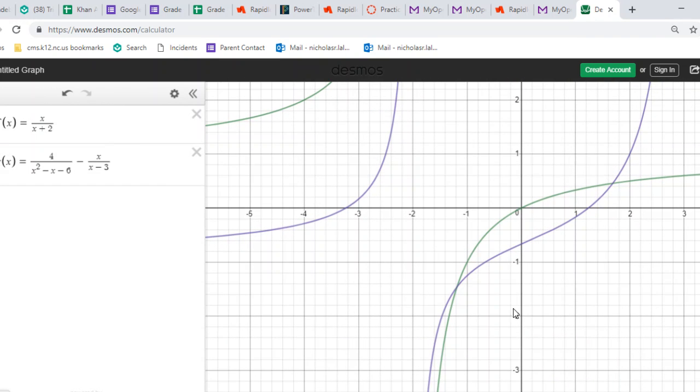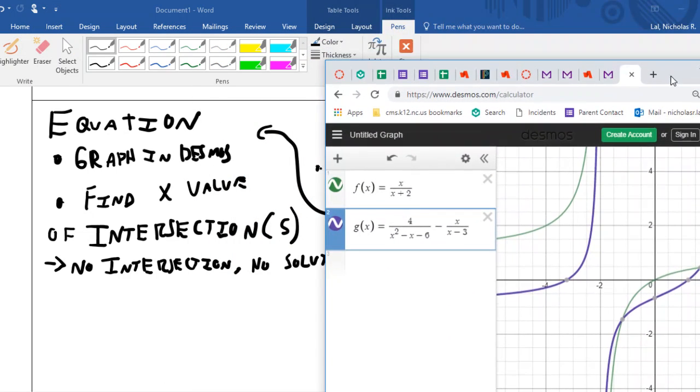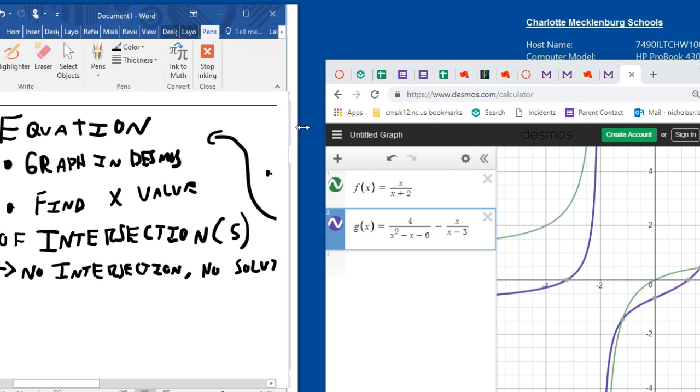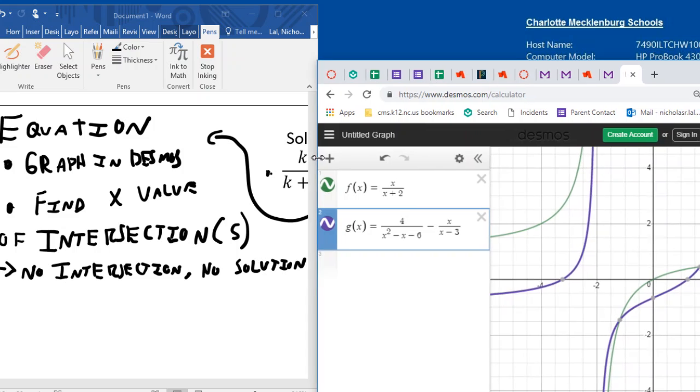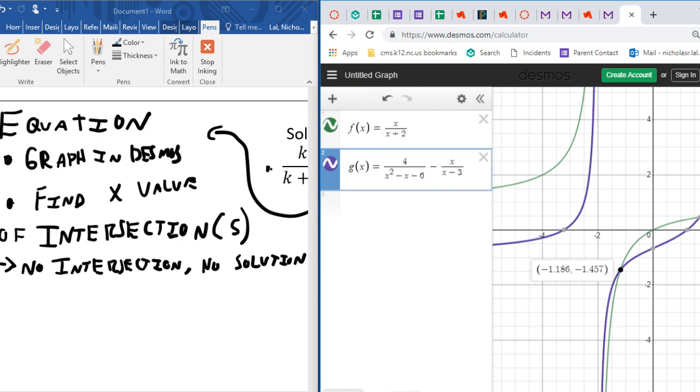Our intersections, you should follow along, are at negative 1.186, negative 1.457, and 1.686, 0.457. So let me minimize this, scoot this over. Negative 1.186, 1.686.